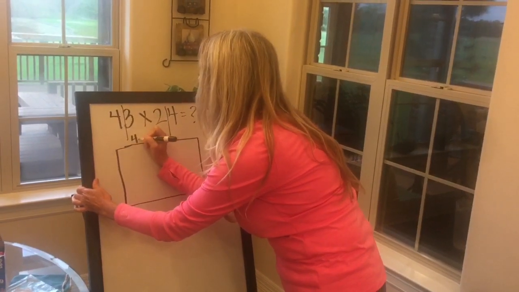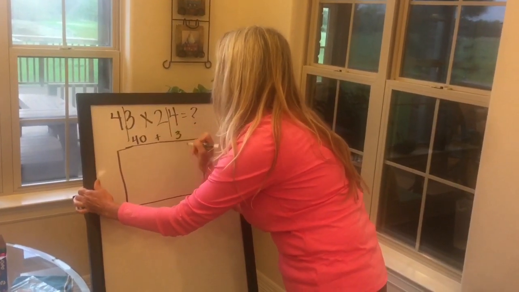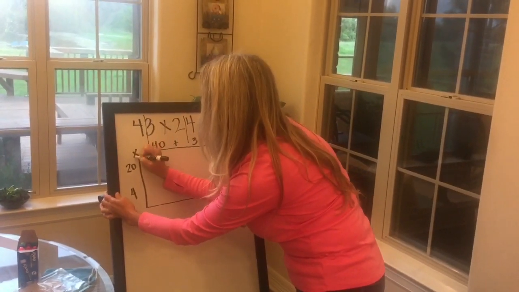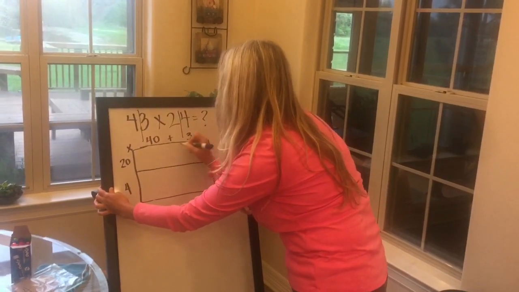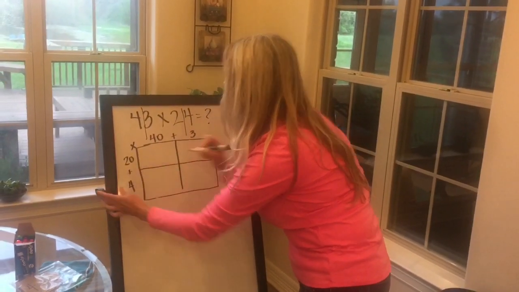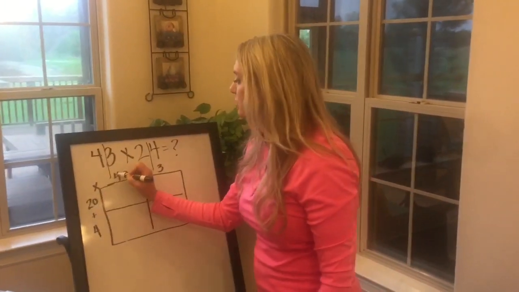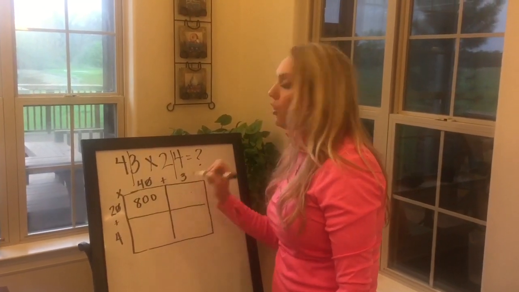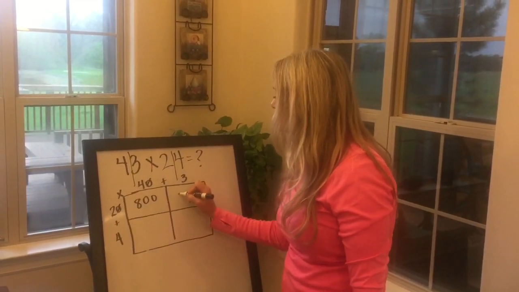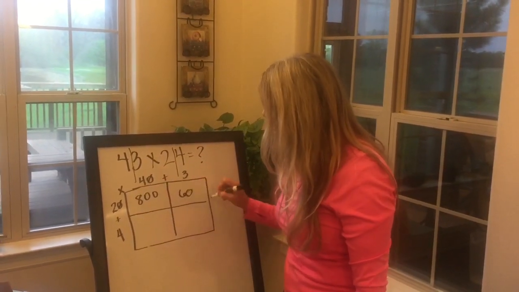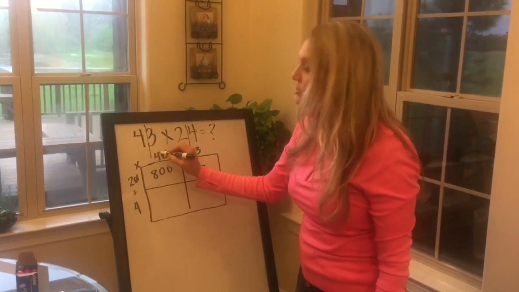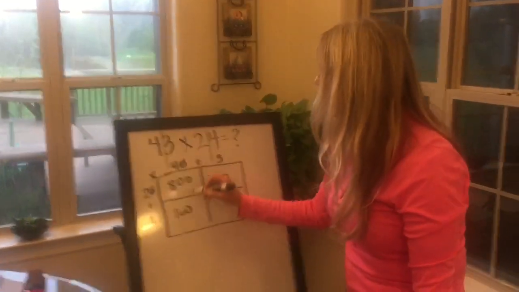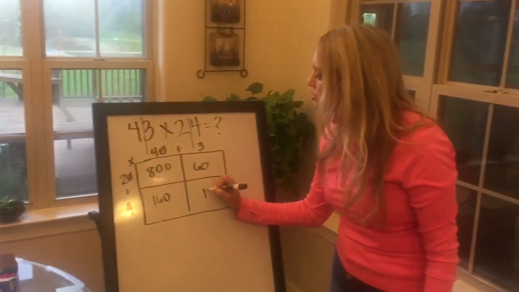I want you to break apart the 40 and the 3 and the 20 and the 4. Let's put our little multiplication sign right there. Okay, so remember what to do. 2 times 4 is 8. Count your zeros. Go over to the next box. 2 times 3 is 6. You have 1 0 to pop on. 4 times 4 is 16. You have 1 0. And then 4 times 3 is 12.